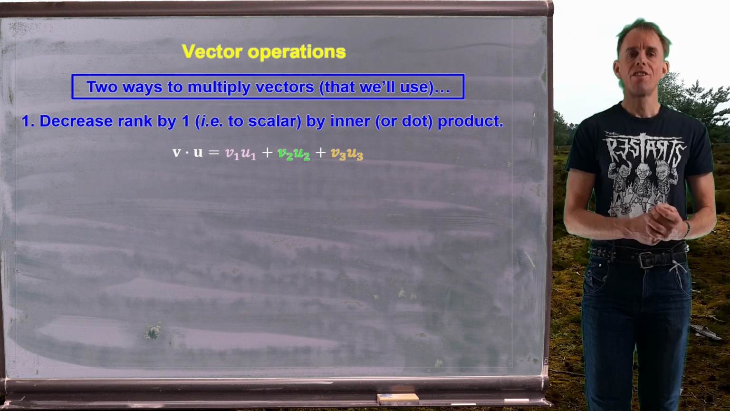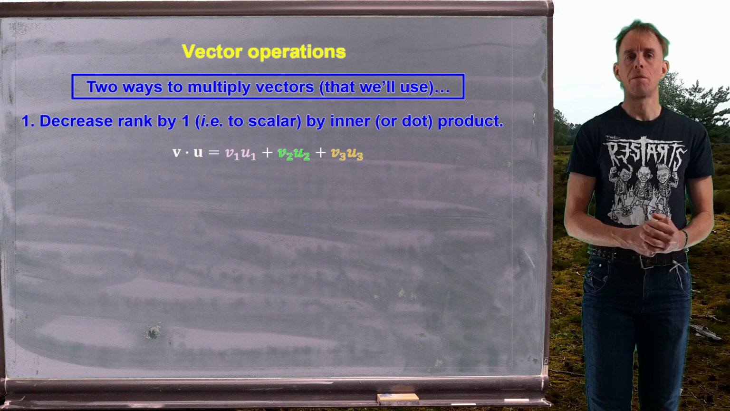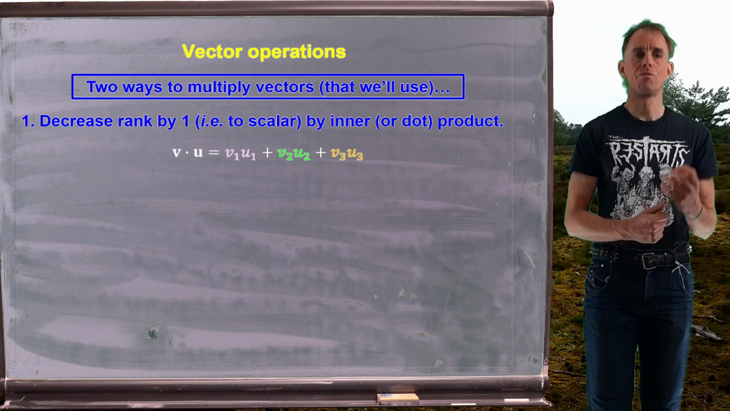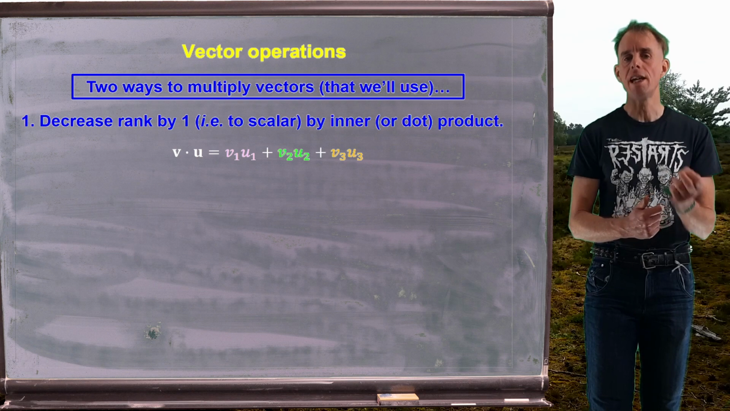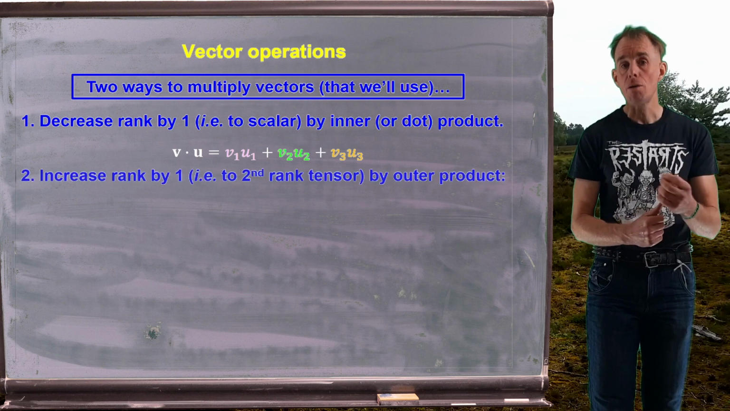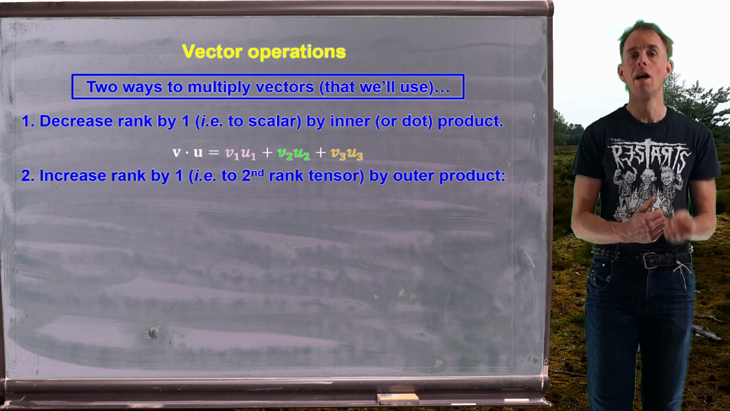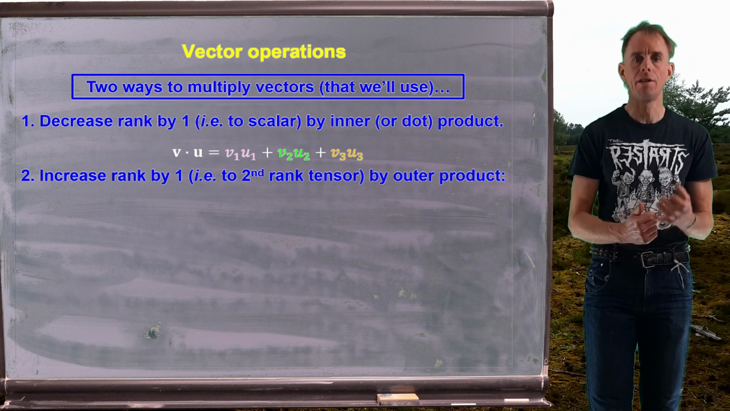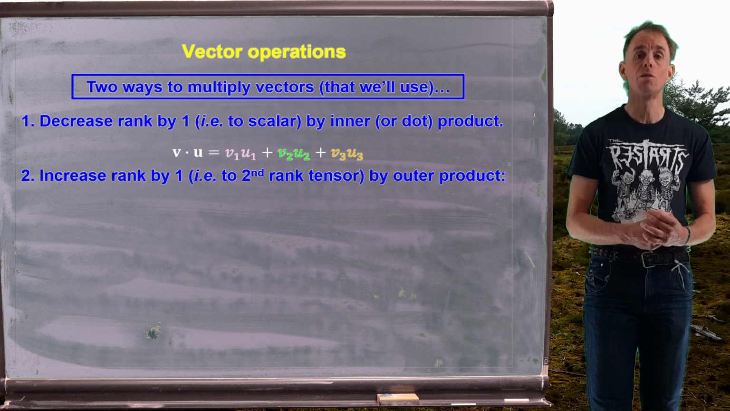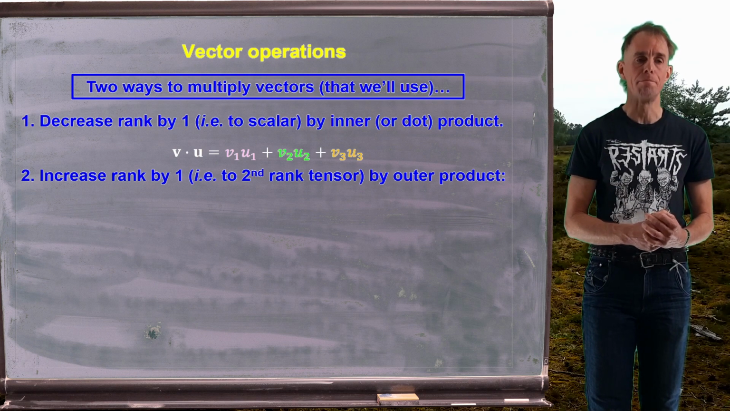So let's look at this second way that we can multiply vectors together. We've decreased rank by 1 with the inner product. What we're now going to look at is increasing the rank by 1 to a second rank tensor by something called the outer product. And this is an operation that we will be doing quite a bit in lessons to come.